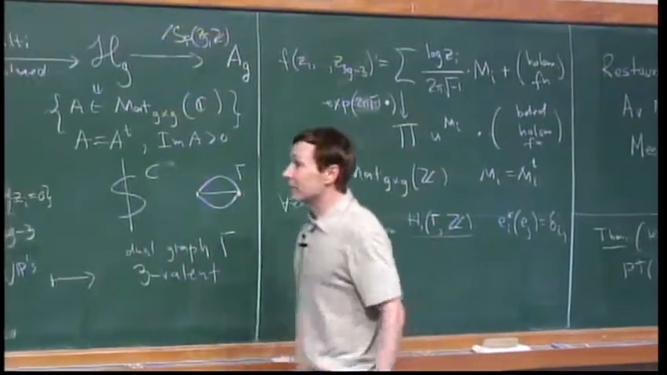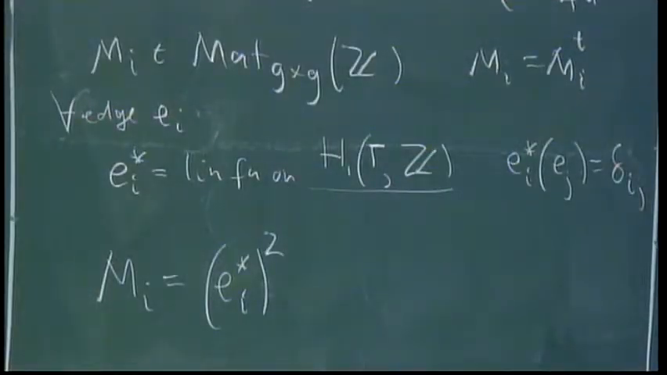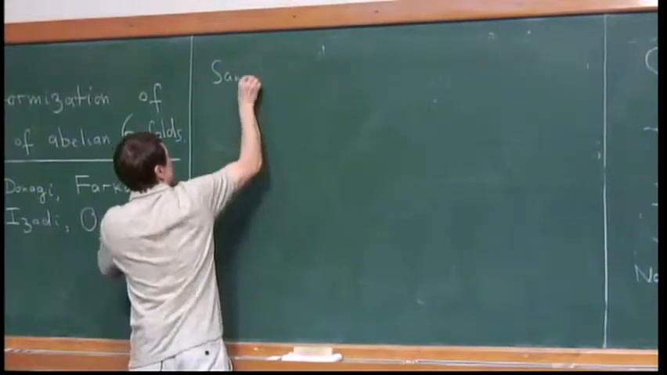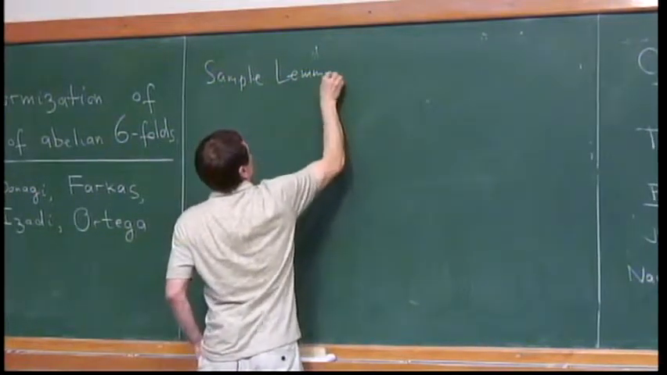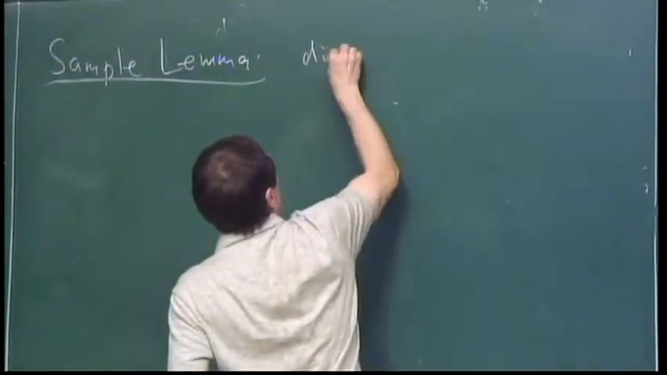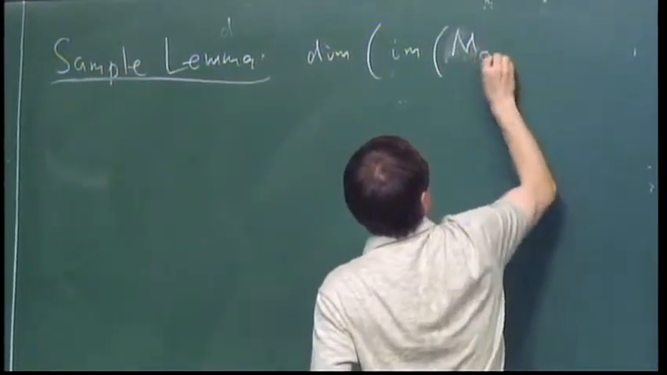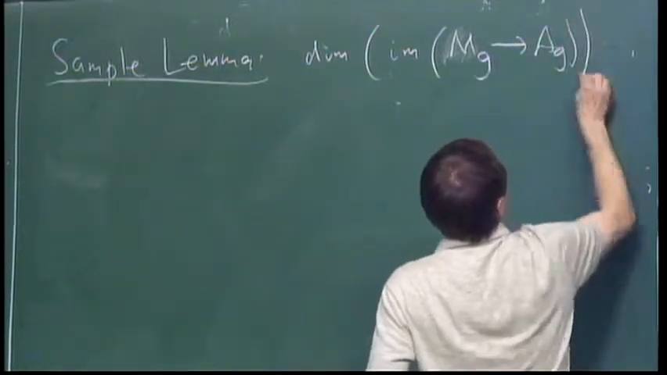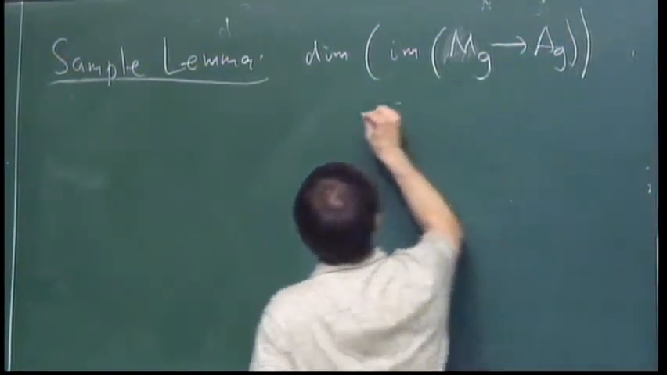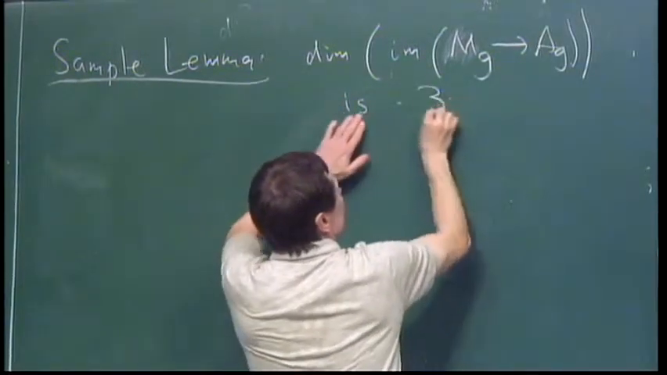And as an example of this, let me prove a weak Torelli theorem for you, which may look funny, but it will perfectly illustrate what I'm going to do next for Prym-Tyurin varieties to prove this kind of conjecture. So as an example, I will prove a lemma: the dimension of the image of M_g to A_g is 3g minus 3.